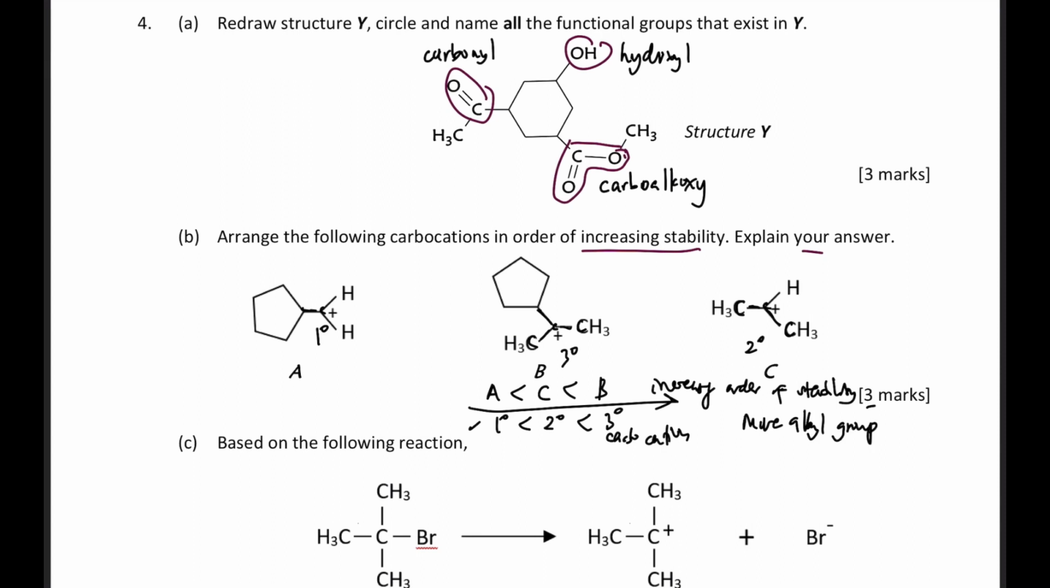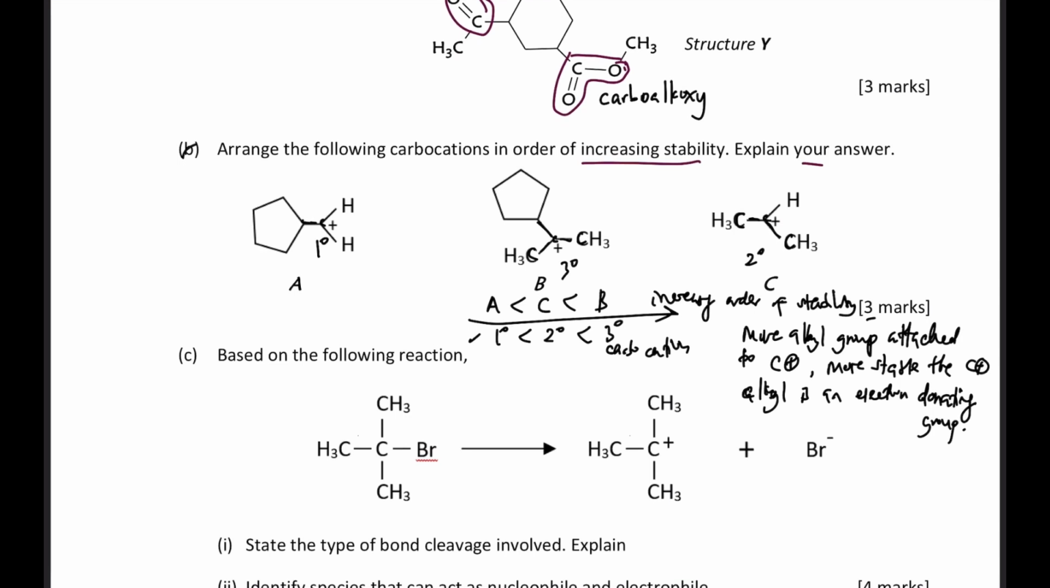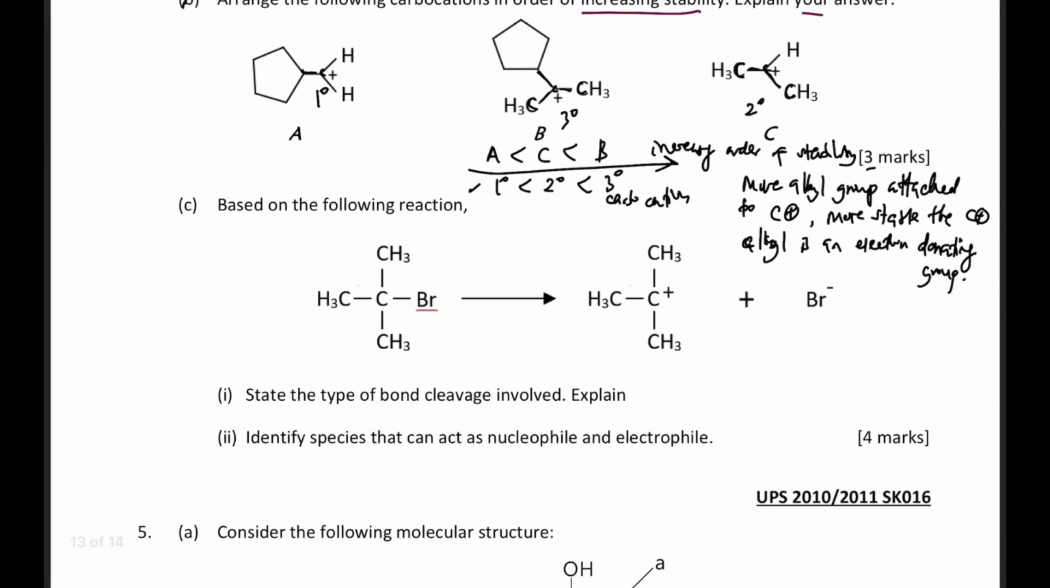more alkyl group attached to carbocation ion, C plus ya, tulis more stable the carbocation, because alkyl group is an electron donating group. Okay, that's enough. Electron donating group. Buruknya tulisanku. Sorry guys. Electron donating group. Okay. So that's B.